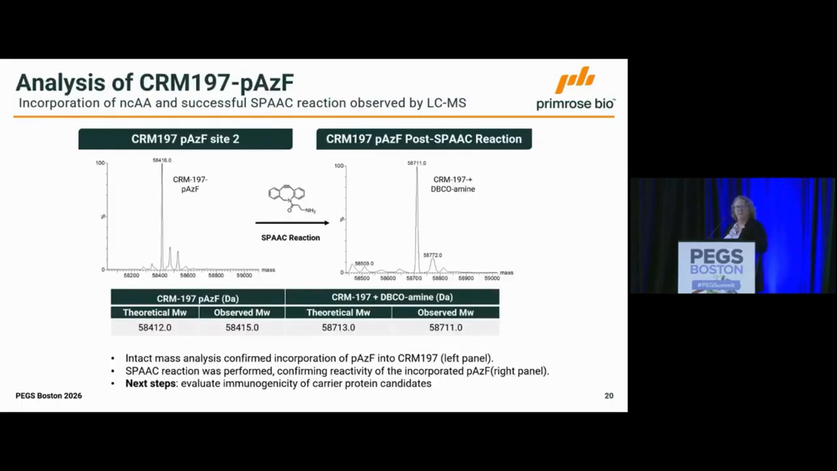Of course, we wanted to make sure that the protein looked as we expected. So if we purify these different variants with PAZF incorporated at different sites, we can see that intact mass shows us that we've got a single site of incorporation, and PAZF is inserted where we expect it to be. If we then do the SPAC reaction, we can show that it's functional. We can click different molecules to CRM197.